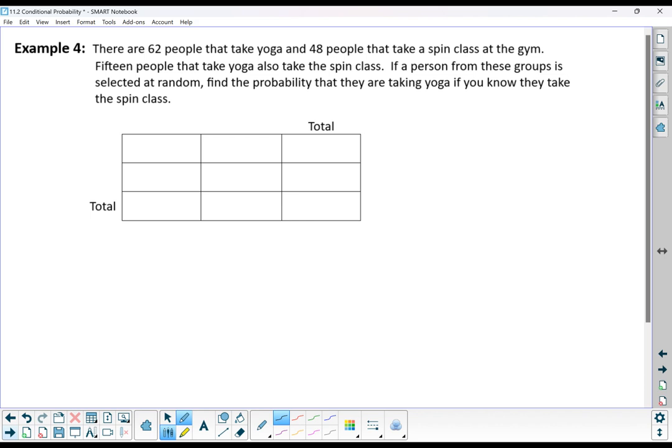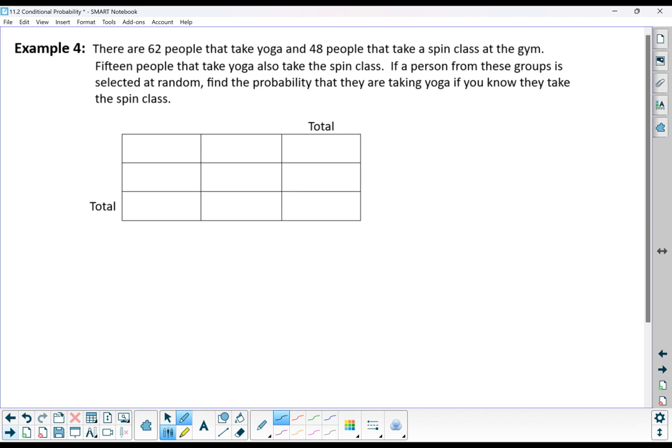Okay, let's try another one. This one tells us there are 62 people taking yoga and 48 people taking a spin class at the gym. 15 of the people that take yoga also take spin, and if a person from these groups is selected at random, what is the probability that they are taking yoga if you know that they take the spin class?